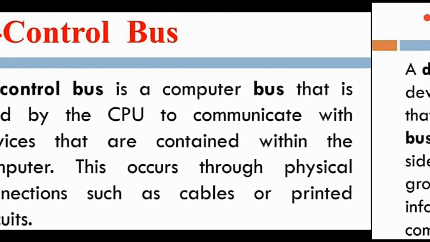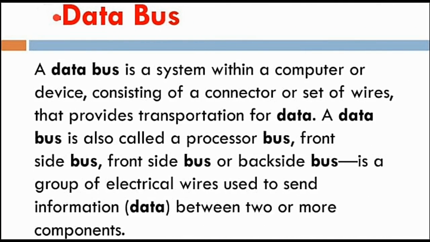The next bus is the data bus. Now, what is the function of a data bus? A data bus is a communication route between the computer's CPU, memory, and other peripheral devices. It connects all of these three components of a computer, like CPU, memory, and the different devices, with the help of the data bus.